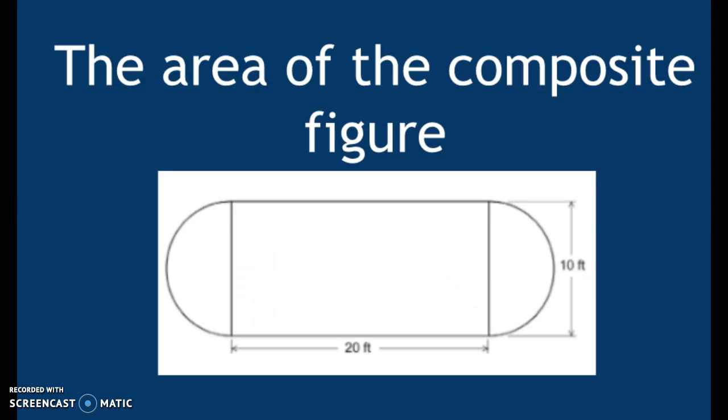The area of this composite figure, I have a rectangle and two semicircles with the same dimension, which means that I basically have a rectangle and a circle. So my rectangle is 20 times 10, which is 200. My semicircle has a diameter of 10, which means it has a radius of 5 on both of these circles.